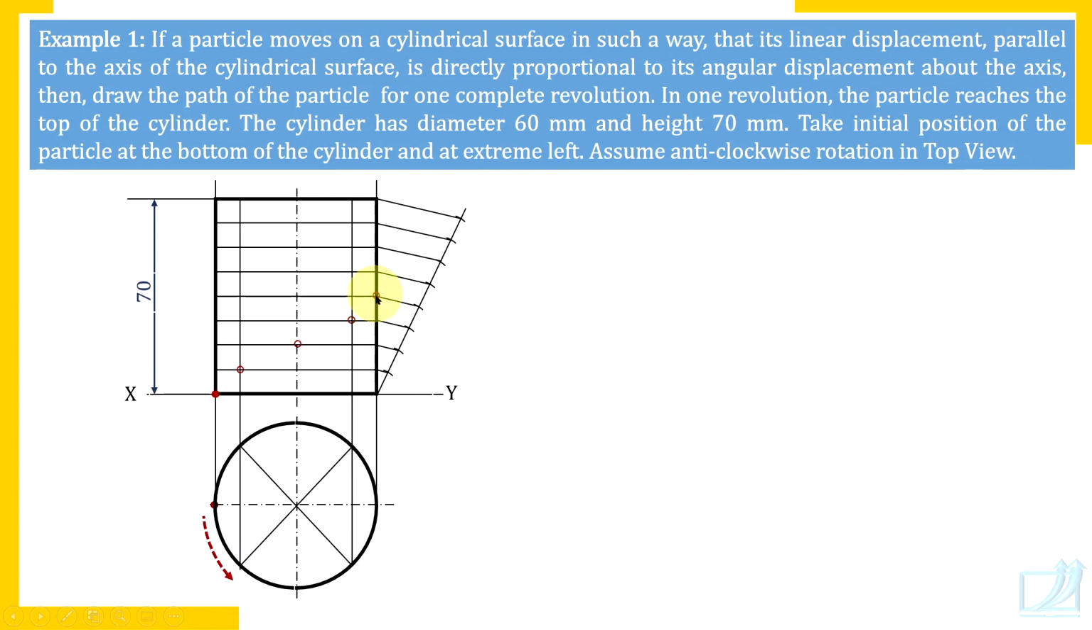After reaching at the boundary generator, again the particle moves on the surface that is inside the boundary, and here particle reaches at the top. So it starts here, it reaches here. So that is a pitch 70 millimeter, and these points are to be connected by a smooth curve.